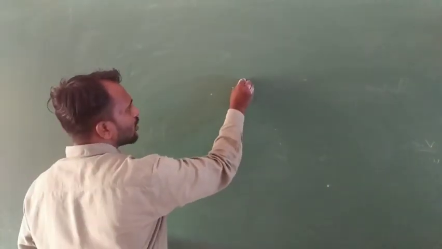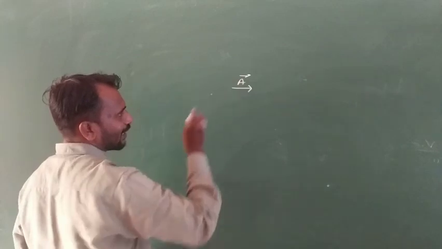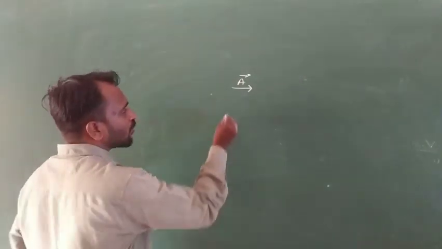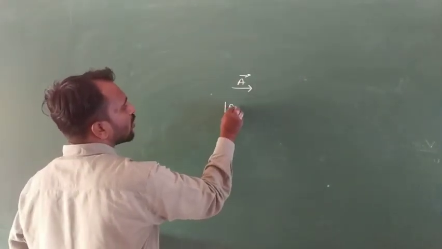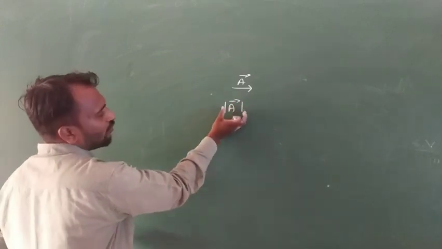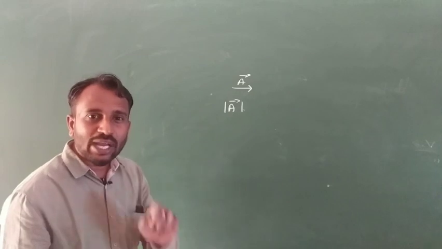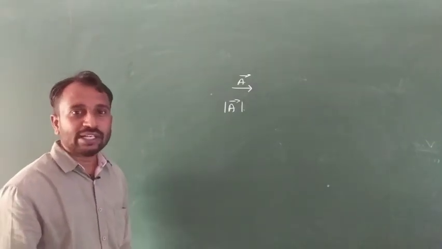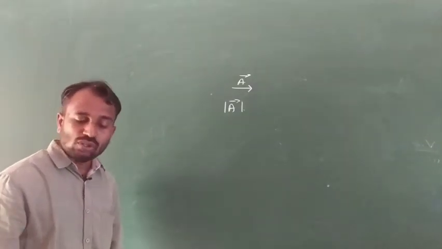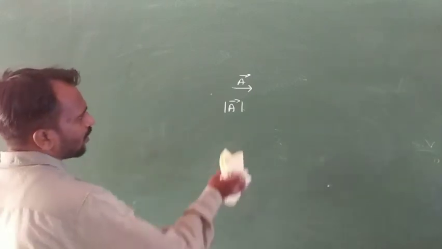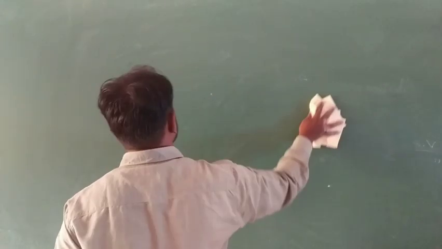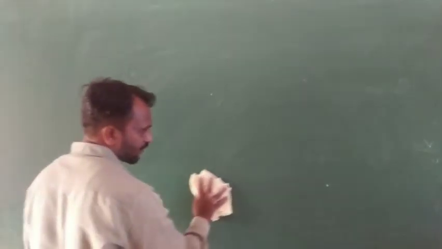Suppose we want to calculate the magnitude of a vector. For example, this vector is vector A. We want to find out its magnitude, which means the modulus of vector A. When we apply the modulus, we get the magnitude of that particular vector. You already know these things, and today we will discuss different types of vectors.